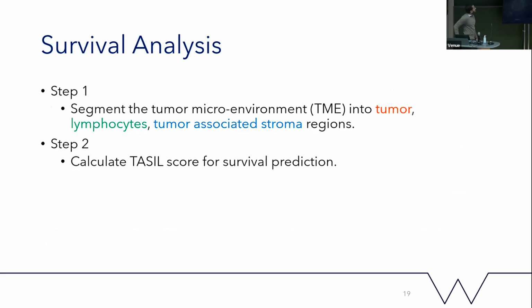So the second test we performed was on head and neck squamous cell carcinoma, and we divided it into tumor, lymphocytes, and tumor-associated stroma regions. And then once we have that tumor microenvironment segmented, we calculated the TASL score for survival prediction.